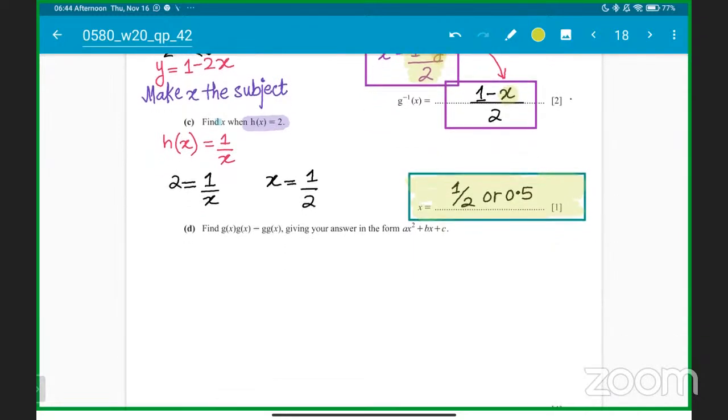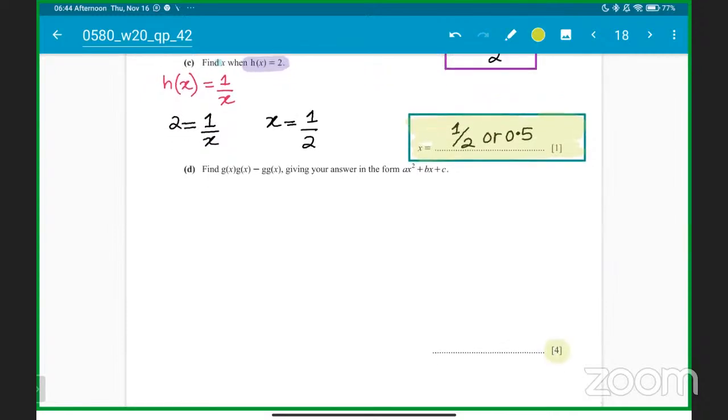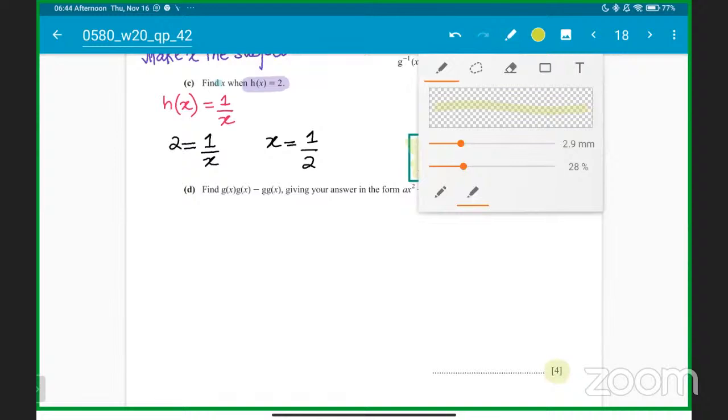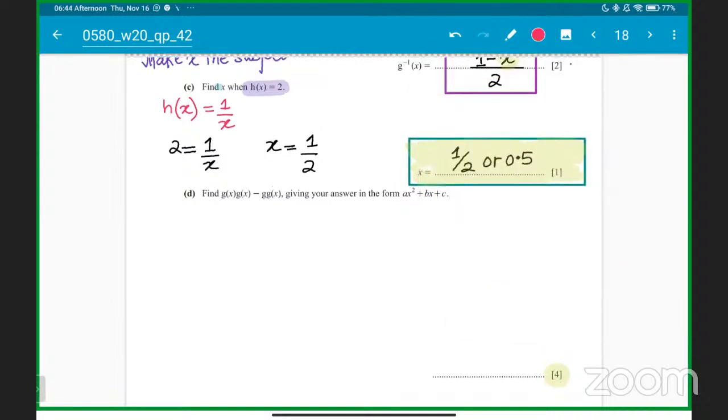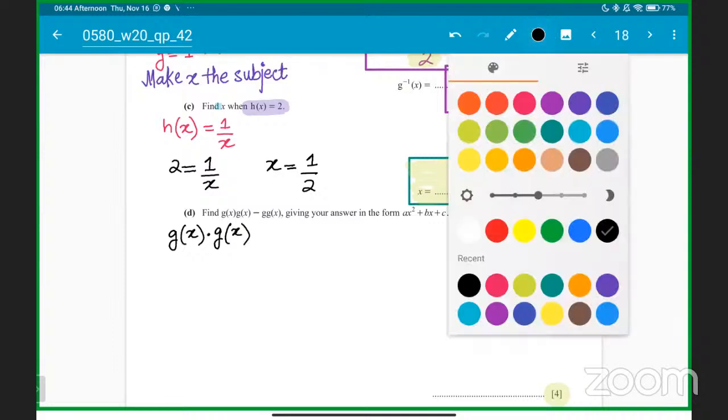Hope everyone got this. Now coming to a very important part for 4 marks, and everyone needs to understand carefully. Here we go. They are saying gx function multiplied with gx. So this means what? Follow carefully, follow the language of functions. The gx function is being multiplied with the gx function, sir.